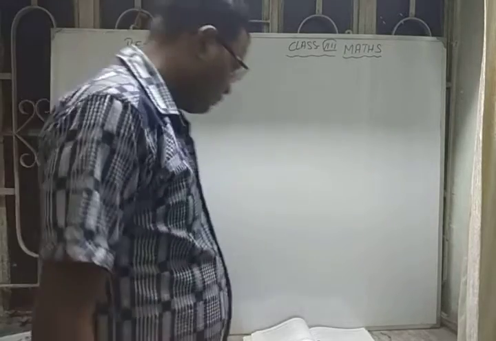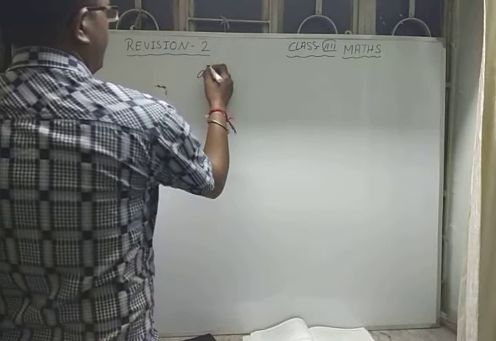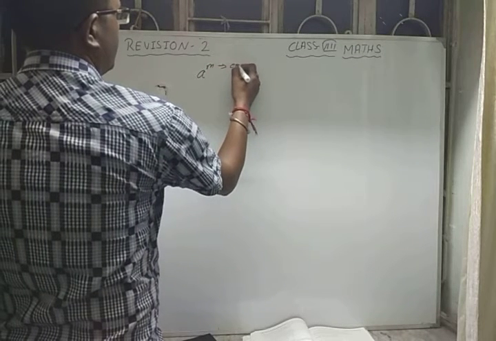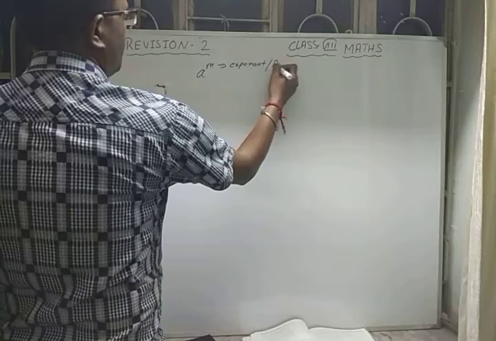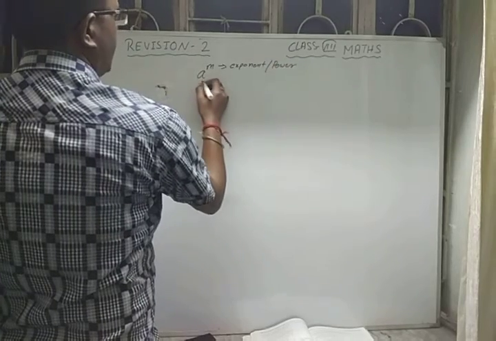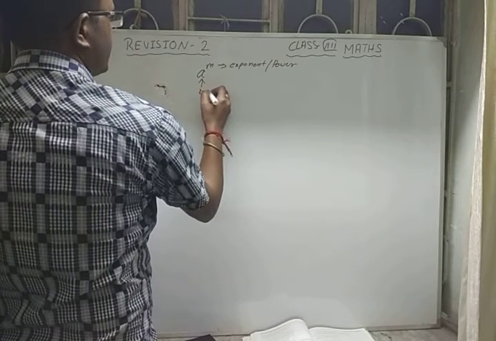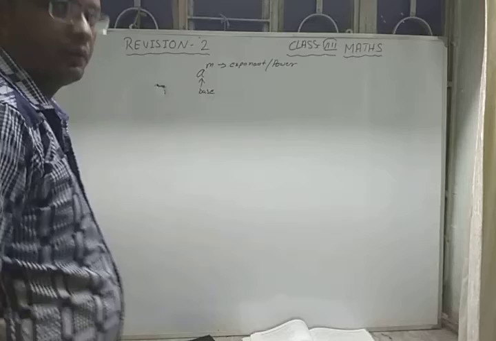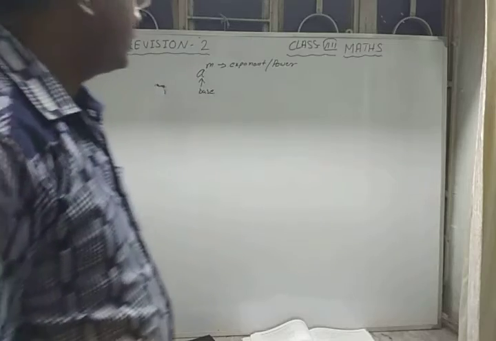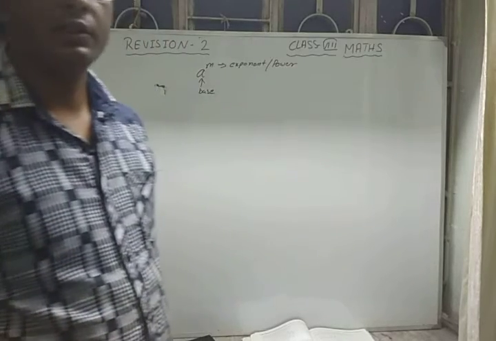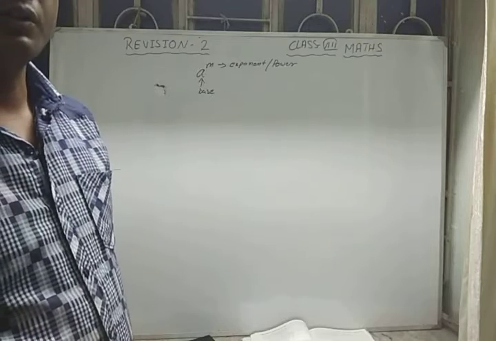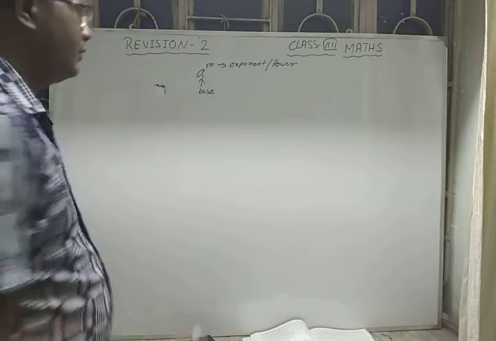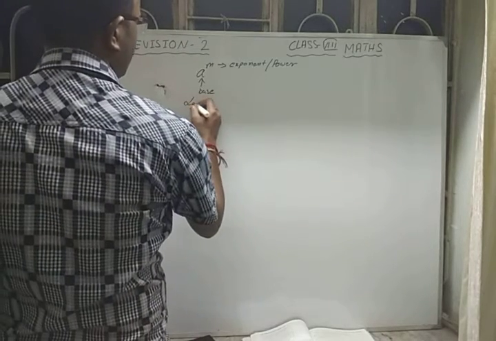So when we talk about exponents and powers, that means a to the power m. If I write this, it is called the exponent or power, and this is called the base. This you know. And for solving the sums of this exponent chapter, we have to follow the laws of exponent. So we will do some revision for that also.